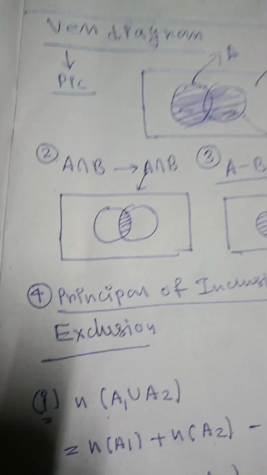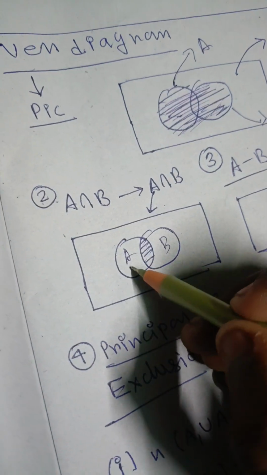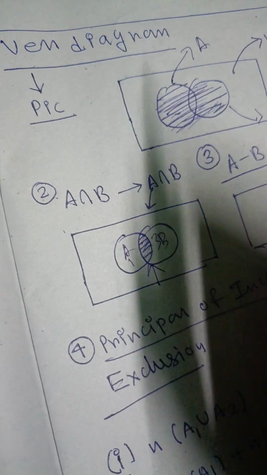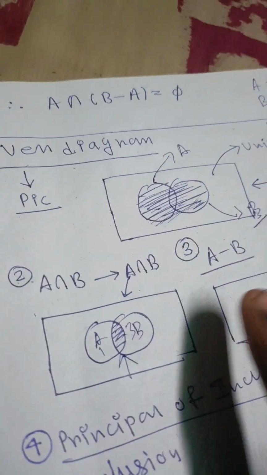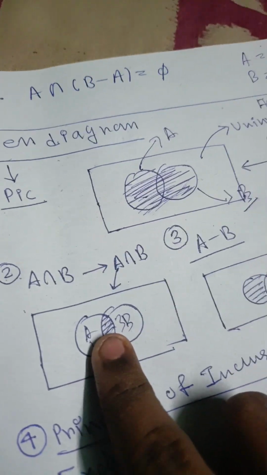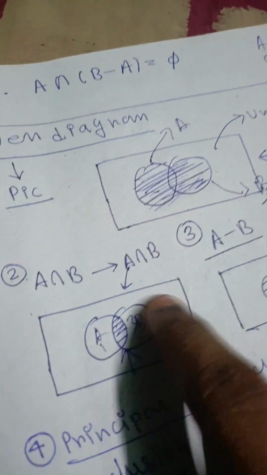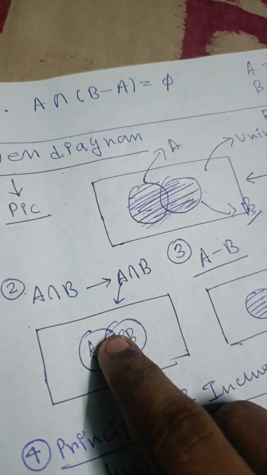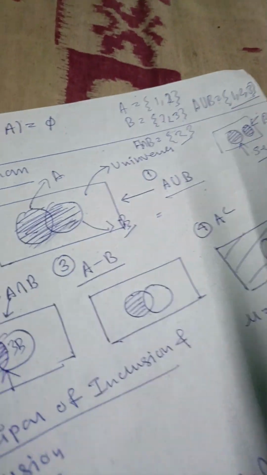So that is set A, that is set B, and there are elements 1, 2 and 3. What is common in A and B? That is 2. For intersection, we only mark the part that is common between them. So what is common between them? That is 2. That's why, if the sets are like this, we generally mark the common part. That's the mathematical significance of intersection.